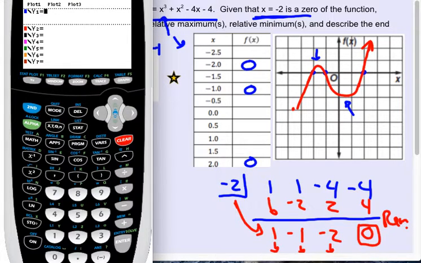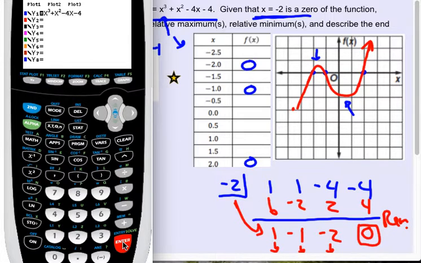It starts out x cubed, so I'm going to hit the x variable, caret key, and then 3. Just arrow over to get back down. Plus x variable, caret key 2, so x squared. And then minus 4x, and finally minus 4. Let's see if I got that right. I got it right. I'm going to hit enter, and then we're going to graph this, and you can come up with the table and figure things out from there.